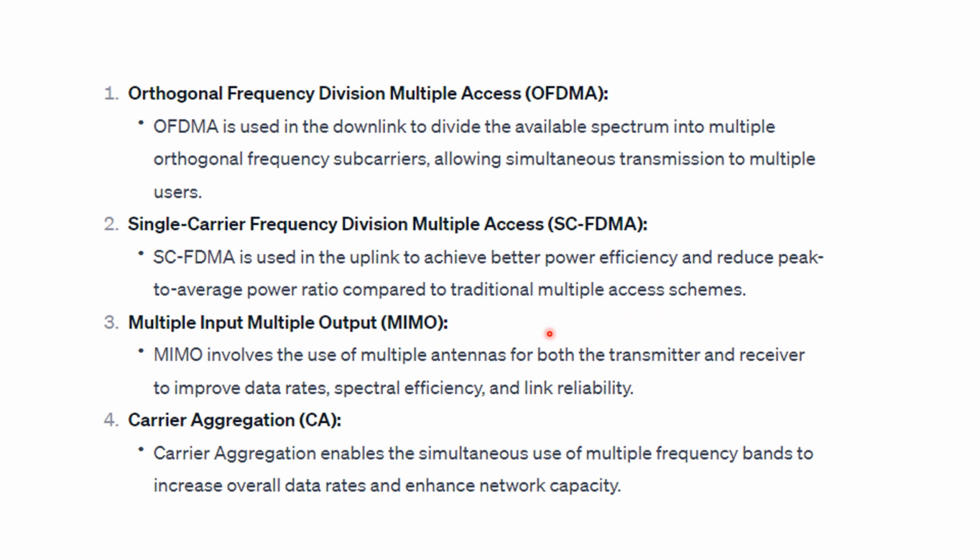It also involves the technology multiple input, multiple output, which uses multiple antennas for both transmitter and receiver to improve data rate, spectral efficiency, and link reliability, which are very important parameters. It also applies carrier aggregation, which is simultaneous use of multiple frequency bands to increase overall data rates and enhance network capacity.